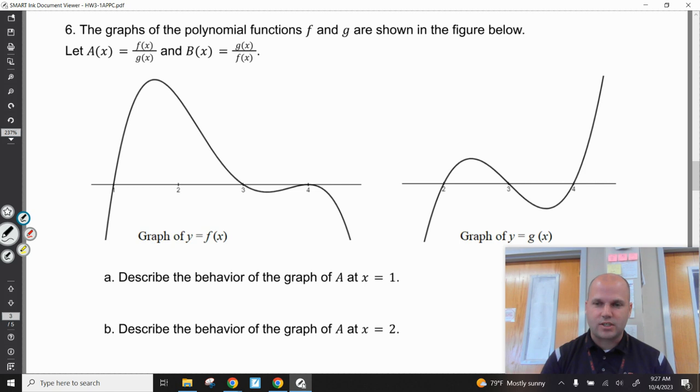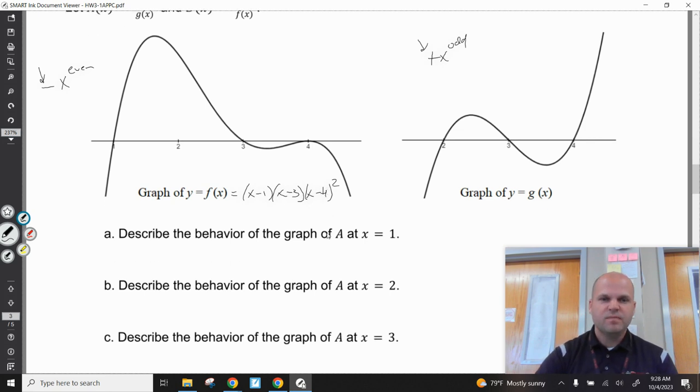Now, they don't give us a y-axis. We don't want the exact equation, but there are some things that we do know. We know this is a negative x to the even, so that negative leading coefficient is probably something I need to pay attention to. This is a positive x to the odd. That leading coefficient is probably something I want to pay attention to. So what would be the equation for f? Well, we see a 0 at 1, so that means the factor x minus 1 has to be there. We see a 0 at 3. x minus 3 has to be in there. We see a 0 at 4 that bounces off and doesn't change signs. x minus 4 squared is going to be a factor of f.